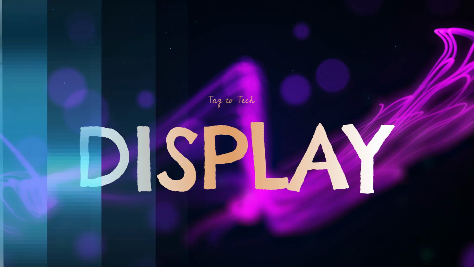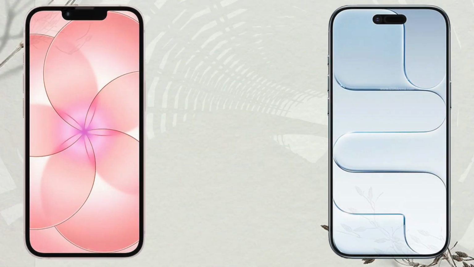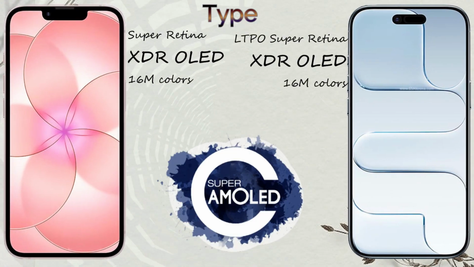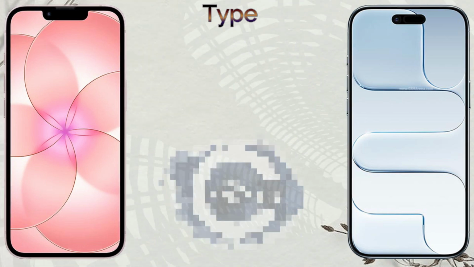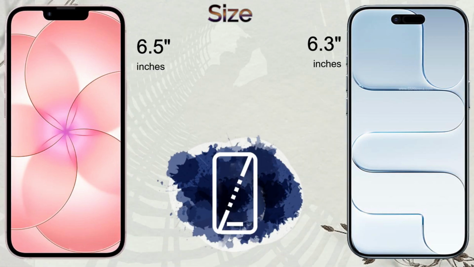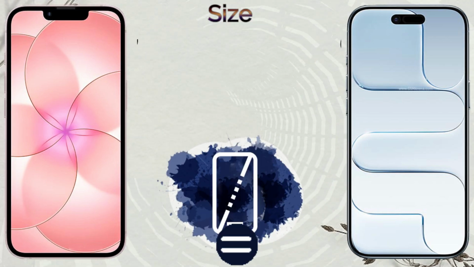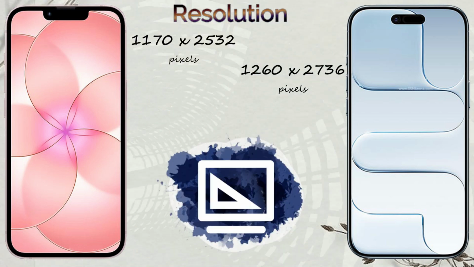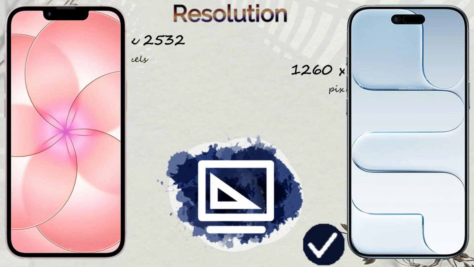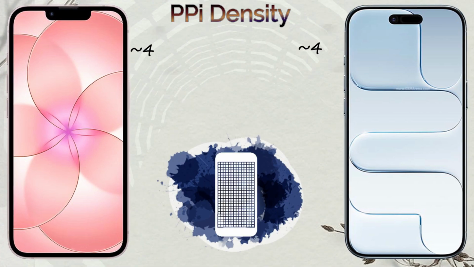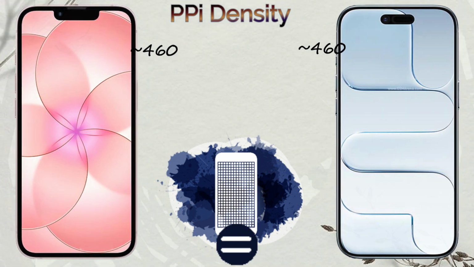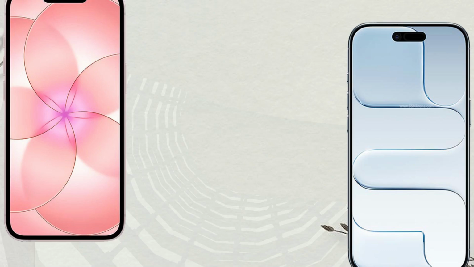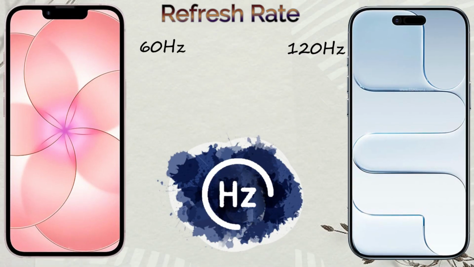Both mobile come with OLED display. iPhone Air come with 6.5-inch screen and Apple iPhone 17e 6.1-inch. iPhone Air come with 1.5K screen resolution and 460 ppi density. Apple iPhone 17e come with 1170 by 2532 screen resolution and 460 ppi density.